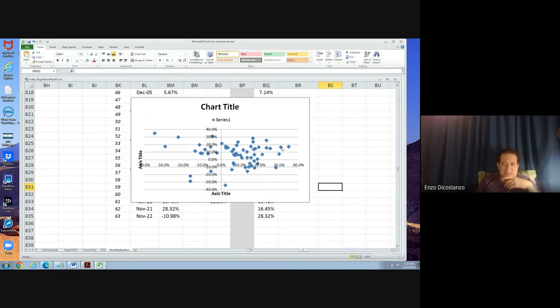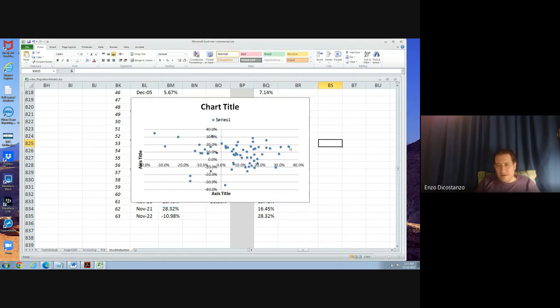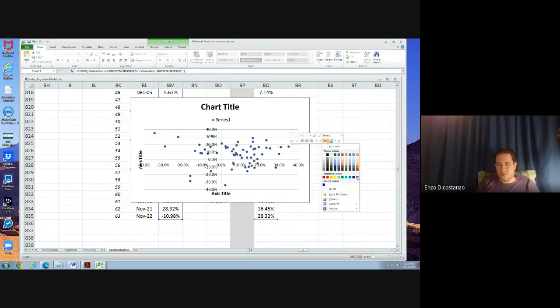Okay, and you can make these dots. Format the data series, right click. Built in, we don't like diamonds. Make it round and make it smaller, like a 4. And the color, let's do something with the color. Make it purple and outline it.